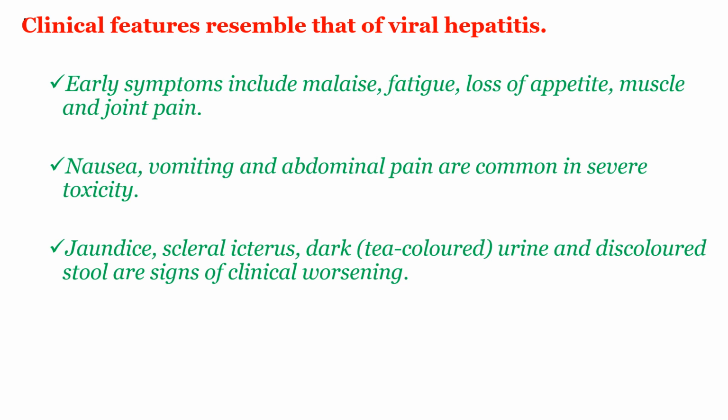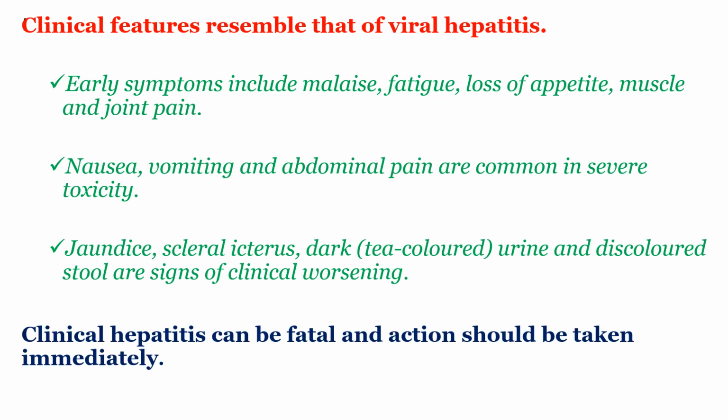Clinical features of anti-TB induced hepatotoxicity resemble those of viral hepatitis. Early symptoms include malaise, fatigue, loss of appetite, muscle and joint pain. Nausea, vomiting, and abdominal pain are common in severe toxicity. Jaundice, scleral icterus, dark urine and discolored stool are signs of clinical worsening. Clinical hepatitis can be fatal and action should be taken immediately.